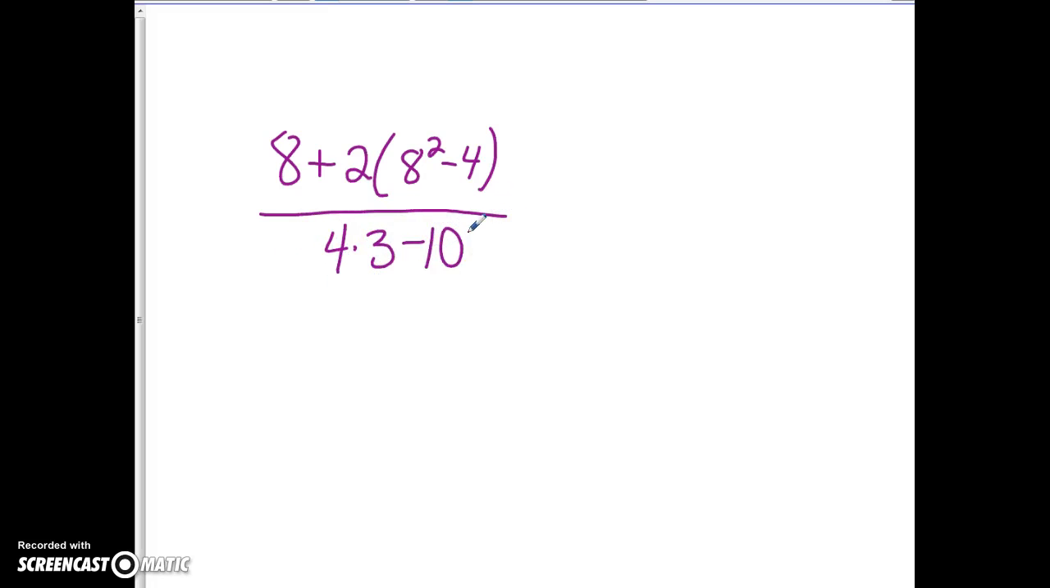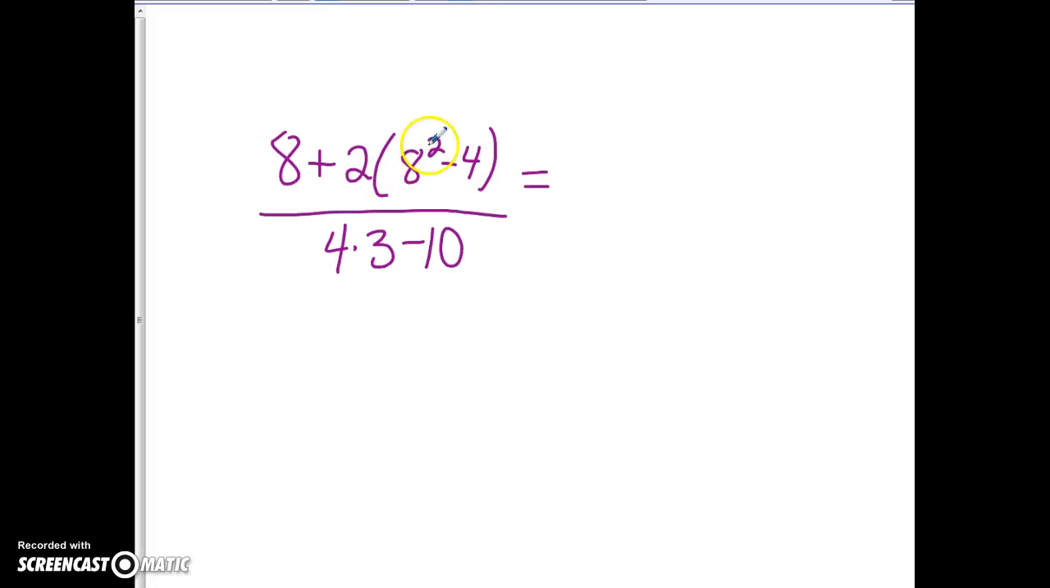Okay, when you see a problem like this, where you see that fraction bar or division, you want to almost treat it like two different problems. So I'm first going to simplify the numerator using order of operations, simplify the denominator using order of operations. So we're going to bring it down into one final fraction. So one numerator, one denominator.